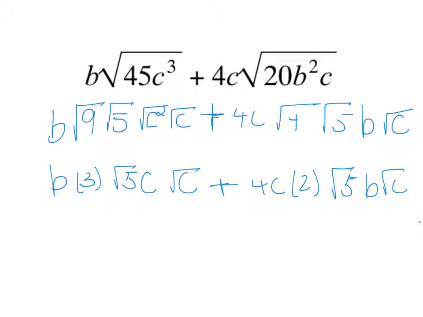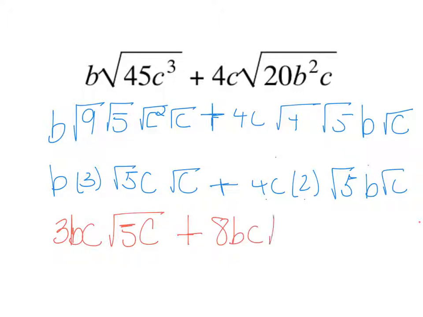So my first piece, I noticed that b, 3, c are all outside. So I'm going to rewrite this as 3bc, and then the radical 5 is still inside of a radical, and the c is still inside the radical, plus the 4 and the 2 I can multiply to 8. And again, I have a c and a b on the outside. So I have bc radical, there's a 5 left over in the house and another c.